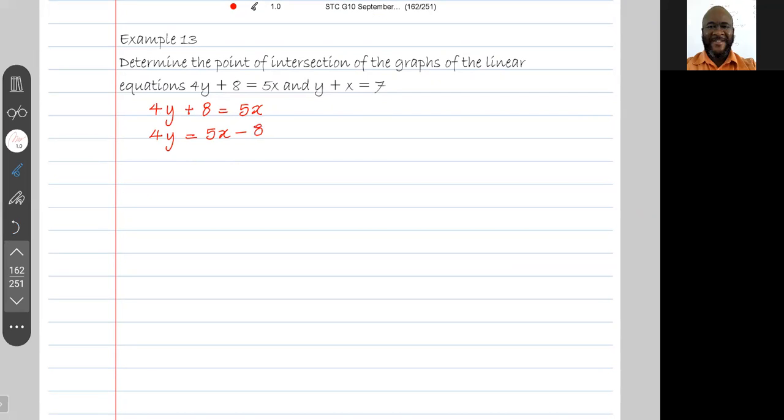All I did, positive 8 on the left goes over to the right and becomes negative. Then I divide the entire equation by 4, not 2, 4. When I do, I'm going to end up with y is equal to 5 over 4x minus 2. Over here, we have y plus x is equal to 7. Now, y would be equal to minus x plus 7.